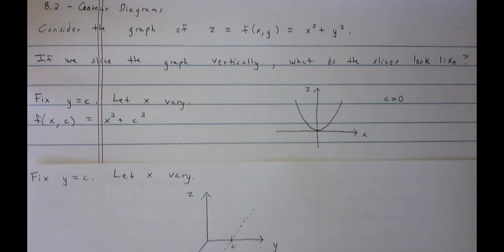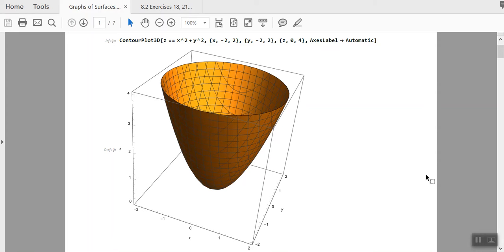Hello, in this video we'll discuss section 8.2, contour diagrams. Let's consider the graph of the surface z equals f of x, y equals x squared plus y squared. This is a surface we looked at last time. It's known as a paraboloid and it looks something like this.